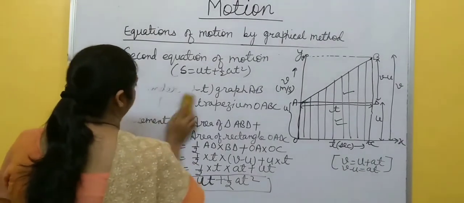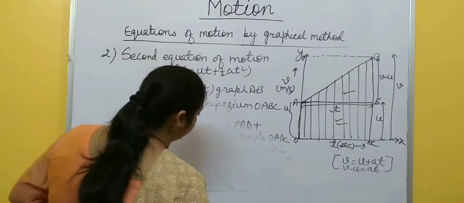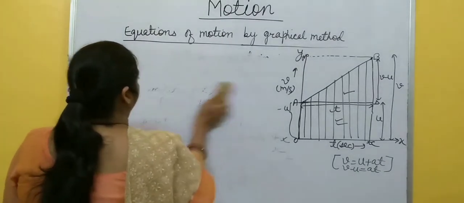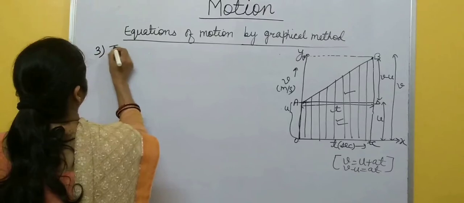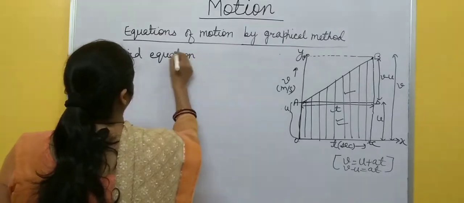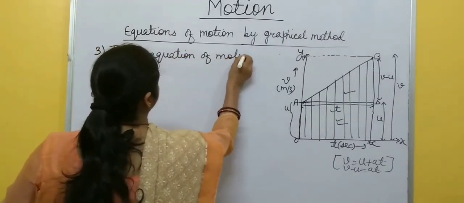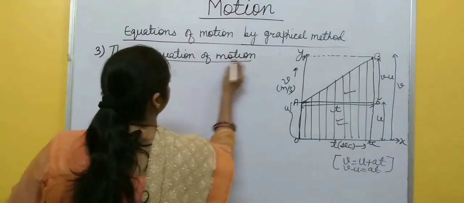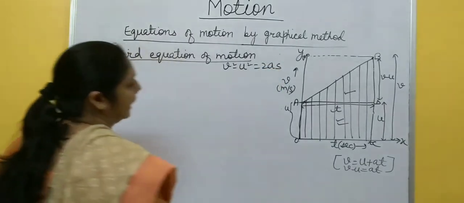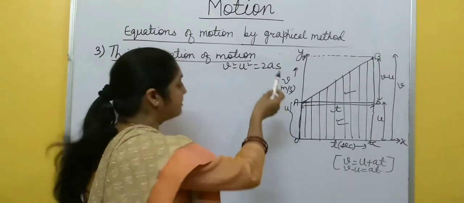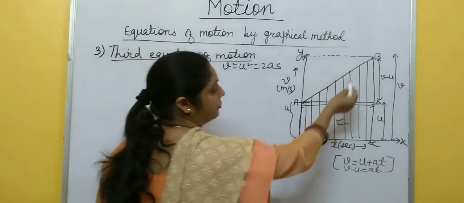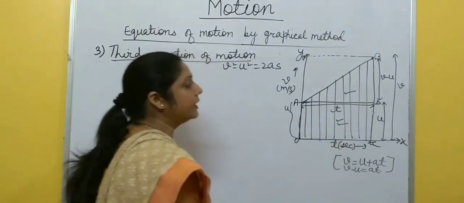Okay. Now, after this, one more equation, that is the third equation of motion. What is the third equation of motion? It is V square minus U square equal to 2AS. Again here displacement S is present. So to find displacement in the same figure, again you have to find the area under this velocity time graph, right?